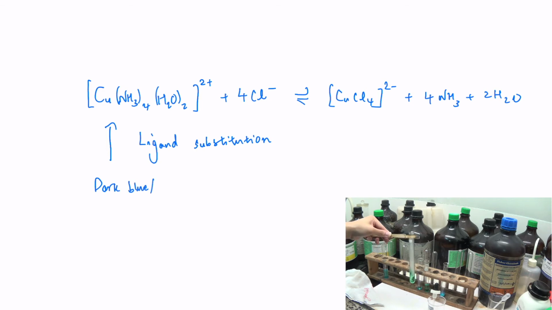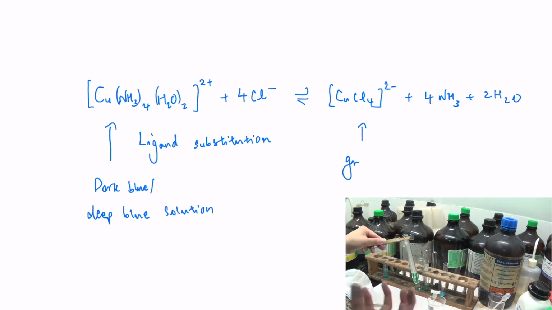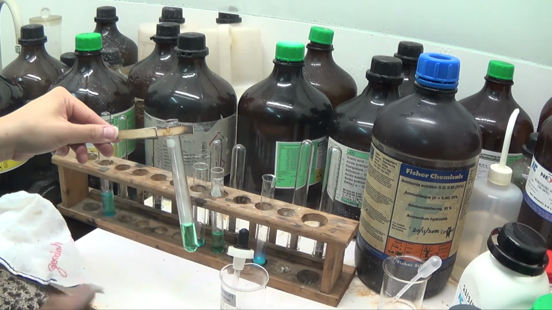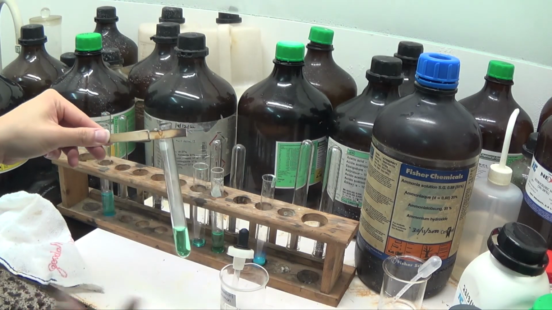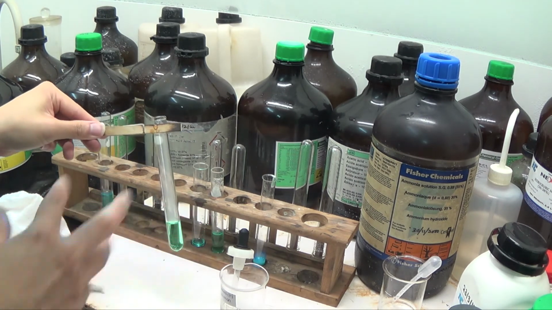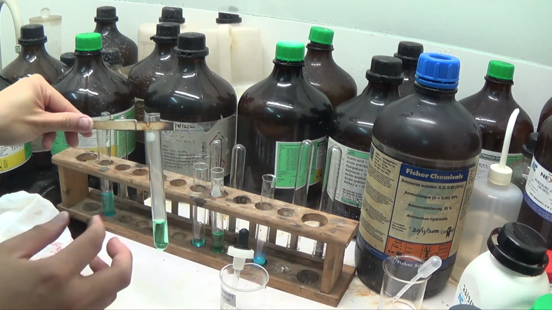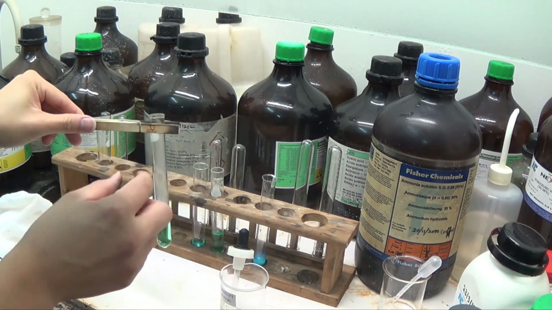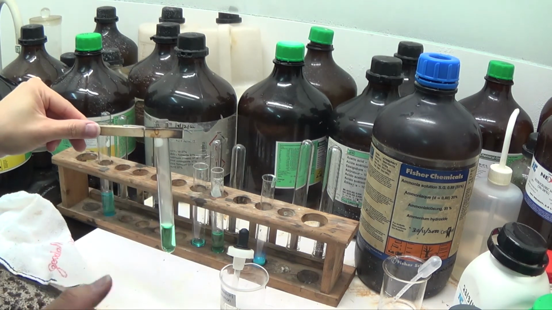Initially it took a bit of time for it to start because the HCl is the acid. The acid will try and remove the NH3 as the base because it's a neutralization reaction. So the HCl will react with the NH3 in the neutralization reaction to begin with. But after some time, when I add more and more concentrated hydrochloric acid, the Cl minus will replace the NH3 molecule as a ligand.